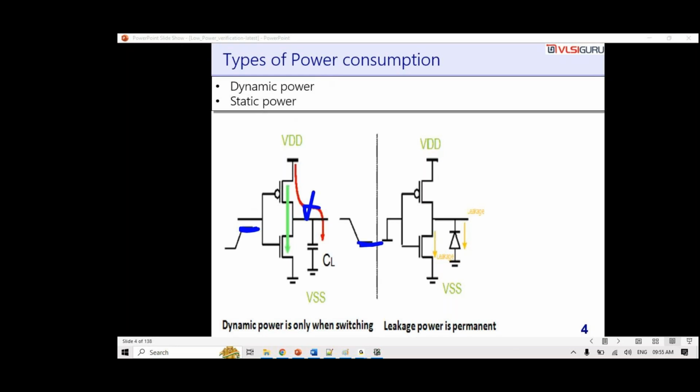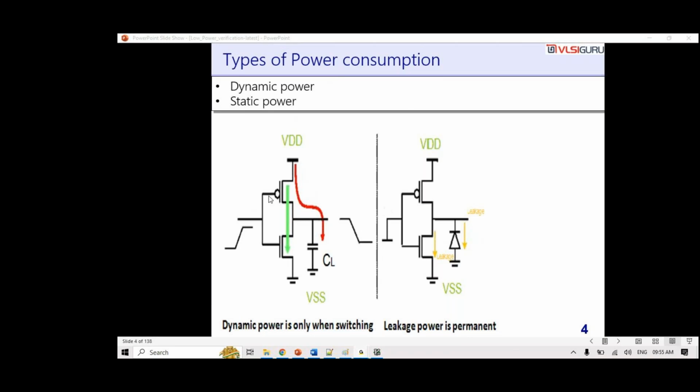There won't be any leakage, there won't be any power consumption. I mean, if the output is held for 1 or held for 0, this red power consumption won't happen, this green also won't happen, because it is in a stable state where there is no flow of current involved.